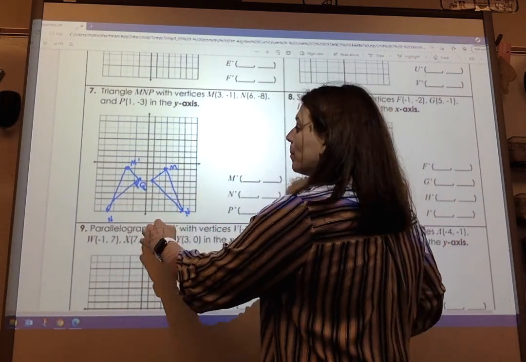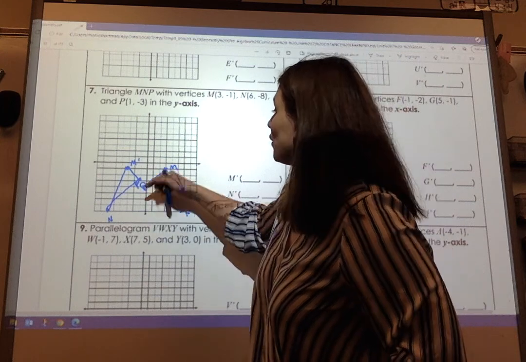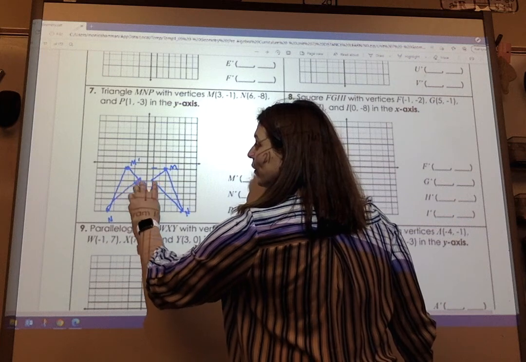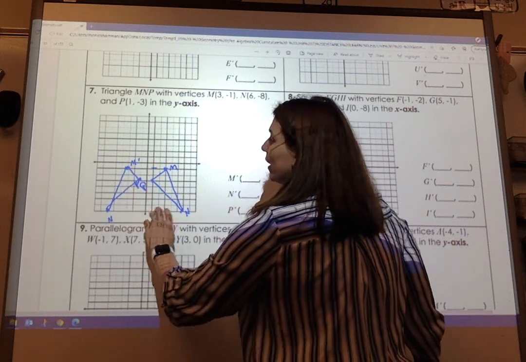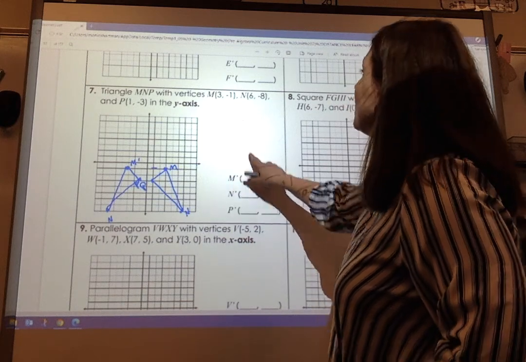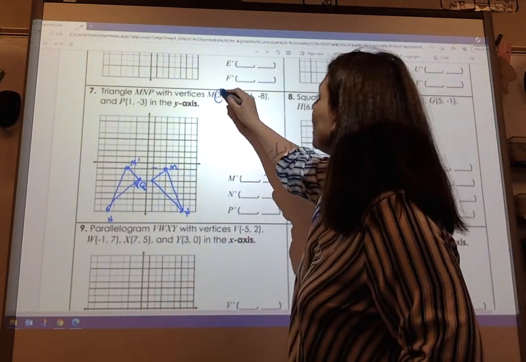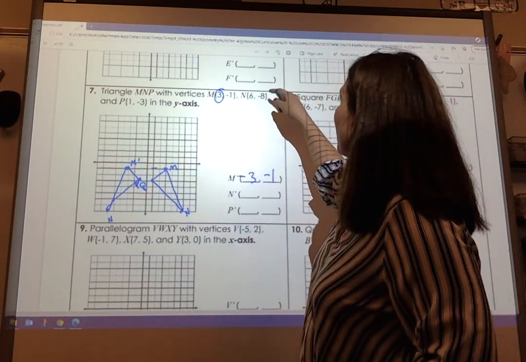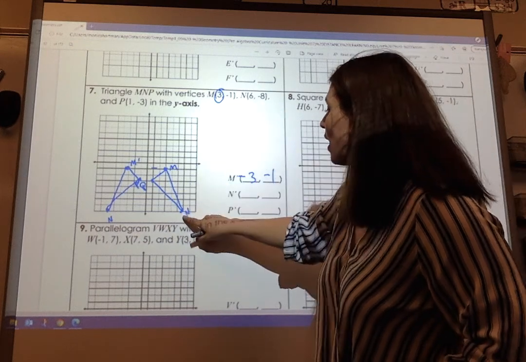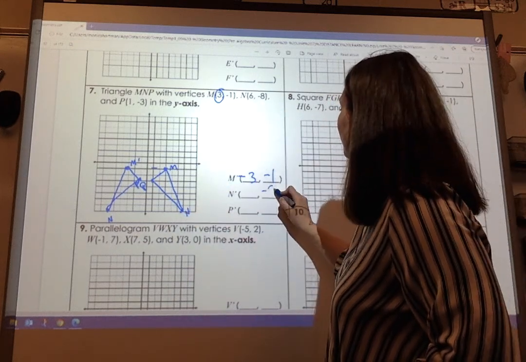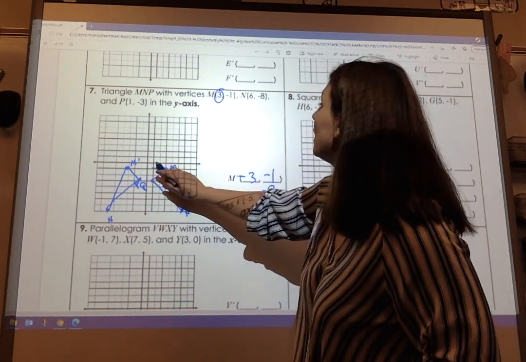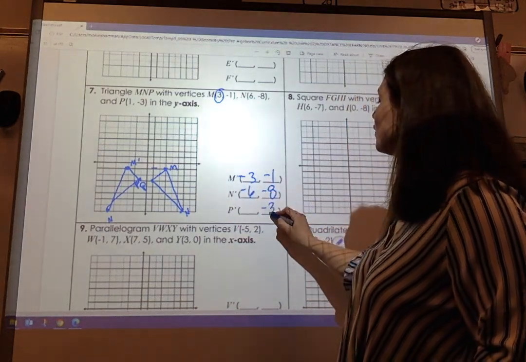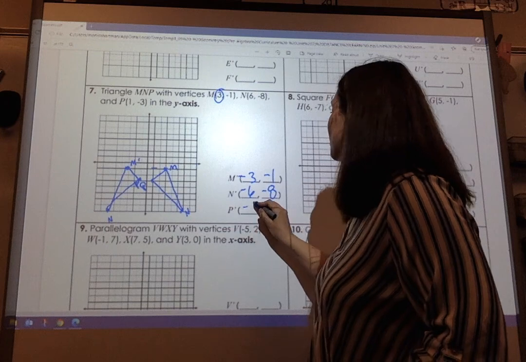And now let's see what happened. Notice my y values stay the same. M is still on the -1 line. P is still on the -3. And N is still on the -8. So my y value for M stayed the same. The only thing that changed is before where it was +3, now it's -3. My N y value stayed the same, -8. But my x value is going to be -6. And P, my y value stayed the same as -3, but my x value is going to be -1.